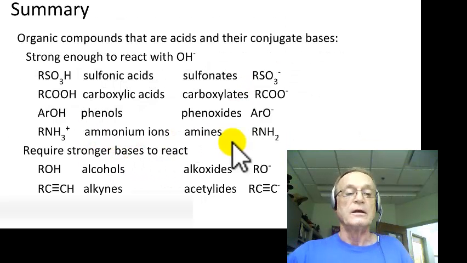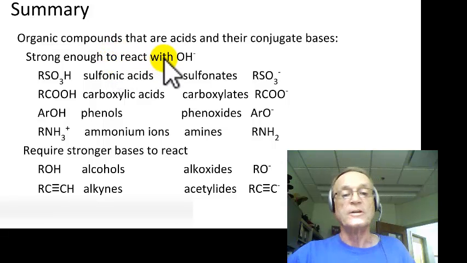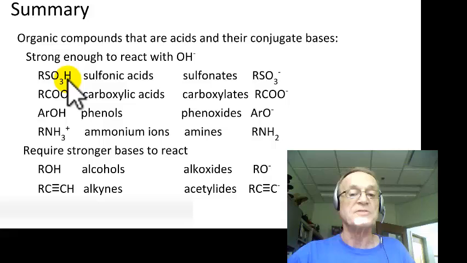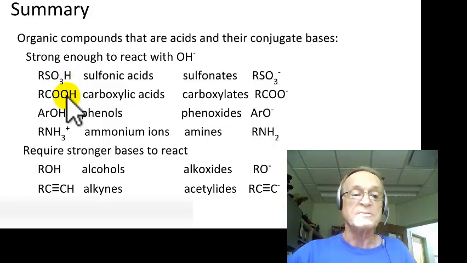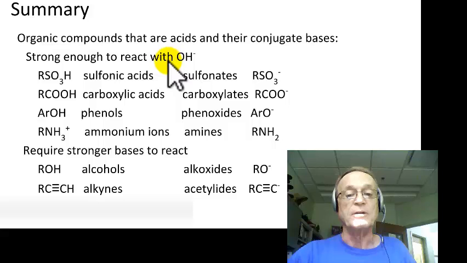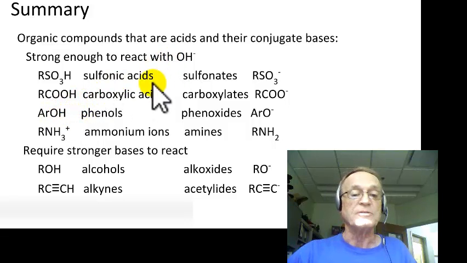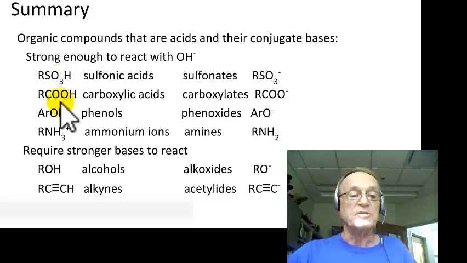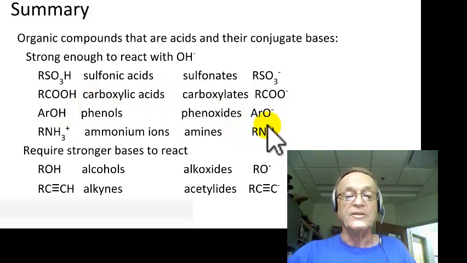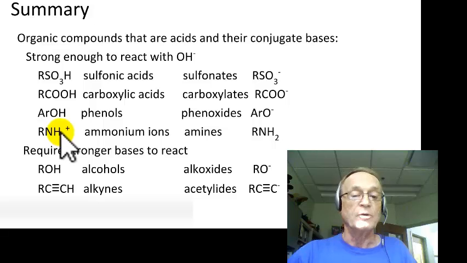Okay, so in summary, I've listed out here the main kinds of acids and the conjugate bases that we would see. So those kinds of organic acids that are strong enough to react with hydroxide, as I said, sulfonic acids, those are very strong acids. Carboxylic acids are weak ones, but they're still strong enough to react with hydroxide. Phenols, very weak acids, but strong enough to react with hydroxide. And ammonium ions, again, weak acids, but strong enough to react with hydroxide. And the conjugate bases of these would be the sulfonates, the carboxylates, the phenoxides, conjugate base of phenols, and the amines, which are conjugate bases of ammonium ions.